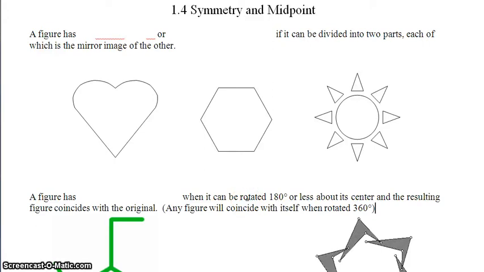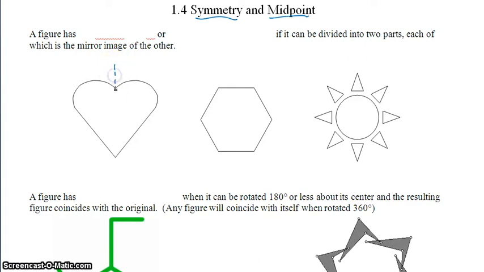The two concepts we're going to cover in section 1.4 are symmetry and midpoint. The first concept, symmetry, you've seen before. Most of you are familiar with the term symmetric and which figures are symmetric.